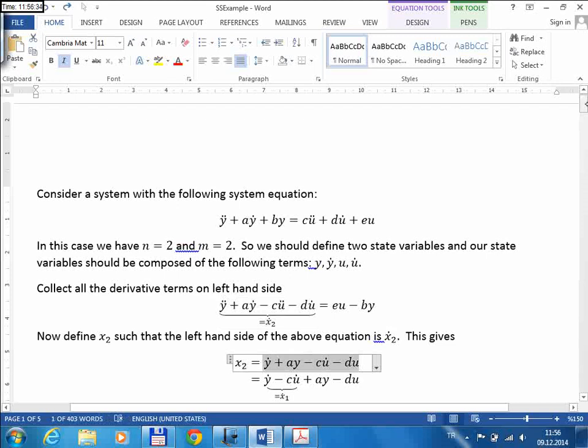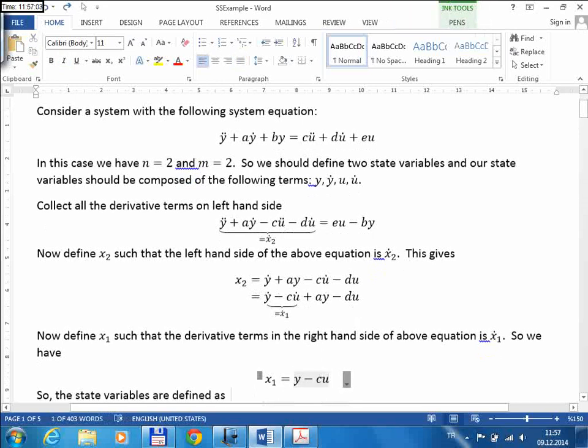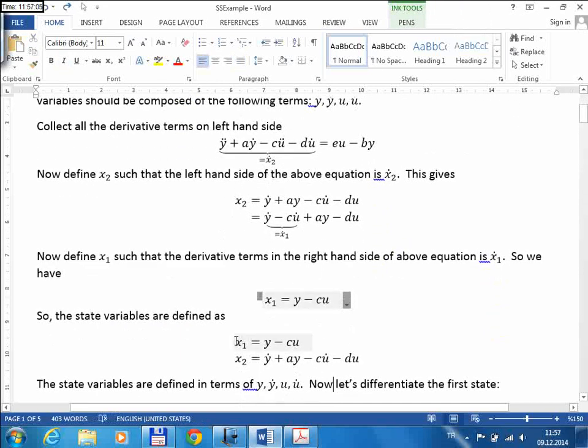Next, I collect all the derivative terms in the x2 expression together, and I define my first state variable such that these derivative terms become the first derivative of my first state variable. So I call this x1 dot, and then x1 is the integral of this part. So that means x1 is equal to y minus cu. Okay. Now I have defined my state variables. My first state variable is this. The second state variable is that. So if you look at these two equations, you will see that they in fact include all these terms.